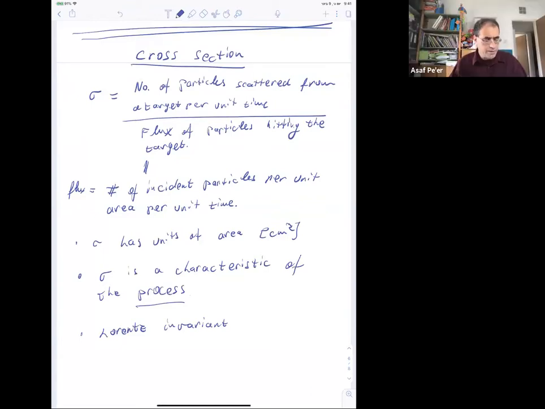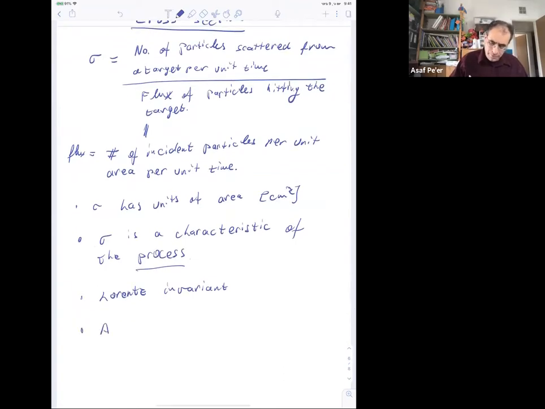And for different processes, the total cross-section is additive. So sigma, let's say proton plus proton goes into something, is the sum over all possibilities of the sigmas, proton plus proton goes into Xi.